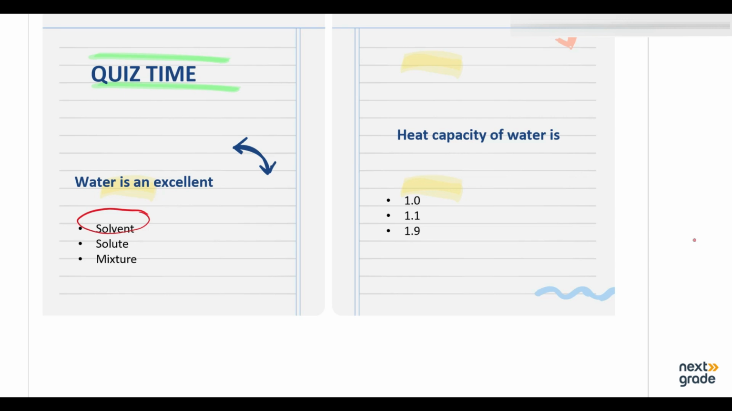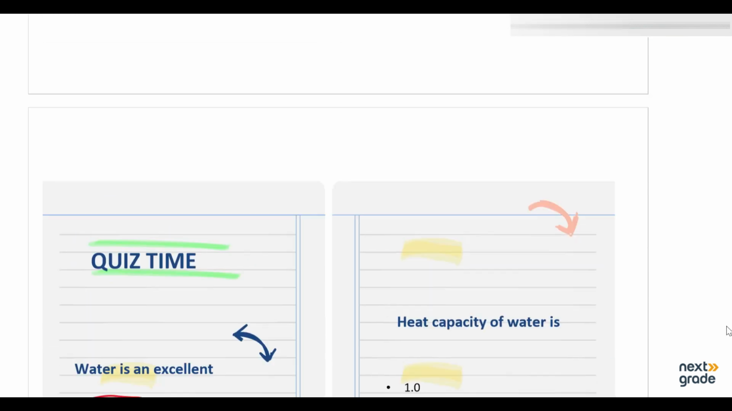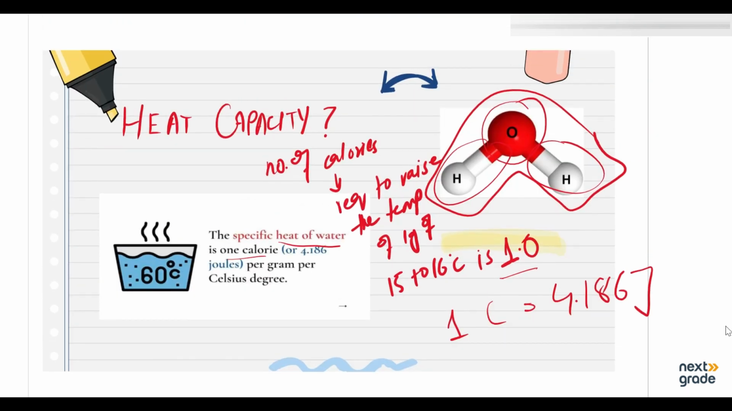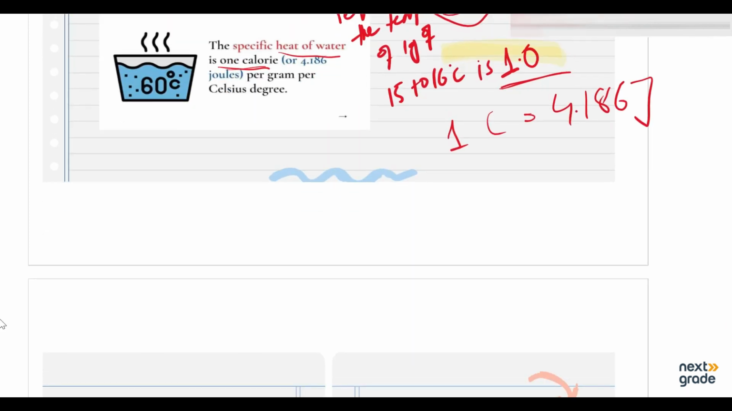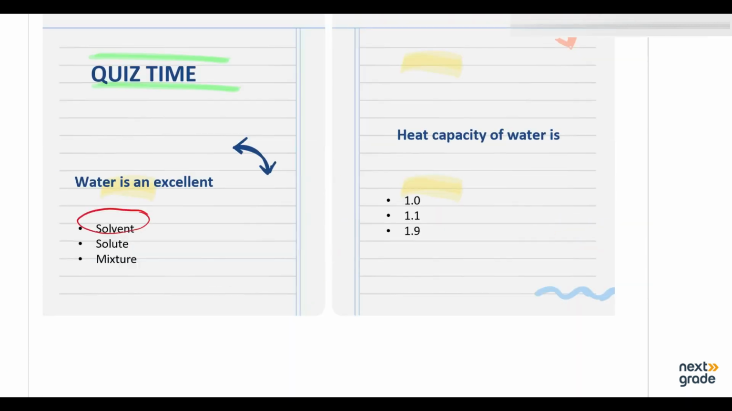Heat capacity of water is 1.0, 1.1 or 1.9. As we just learned here, the specific heat capacity of water is 1 calorie. It is 1.0. So here the correct answer will be 1.0.